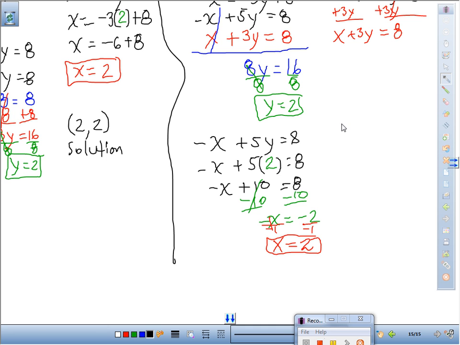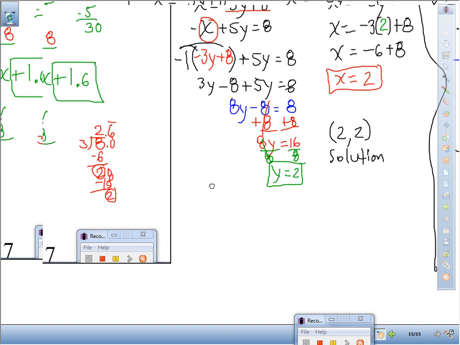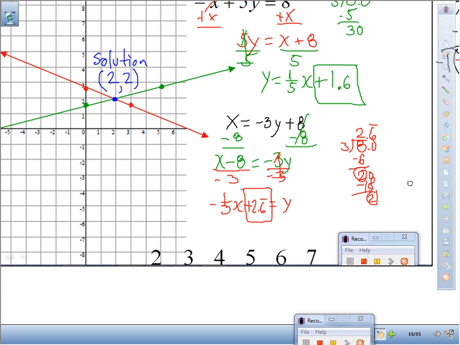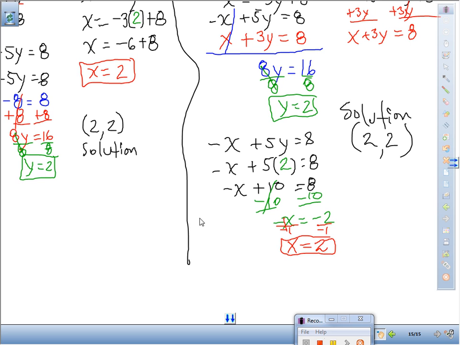Solution. Last step: write as a coordinate and check. So what is our solution? 2, 2. Did we get that with substitution? Did we get that with graphing? Yes. We should be able to get all three of them the same. So now, to double check, we're going to see if that's true for both equations.